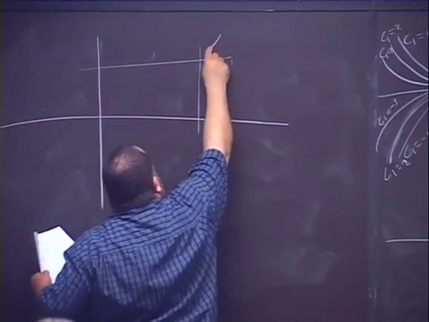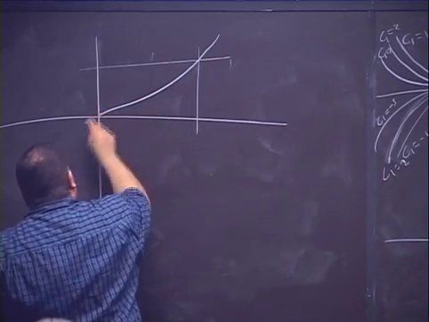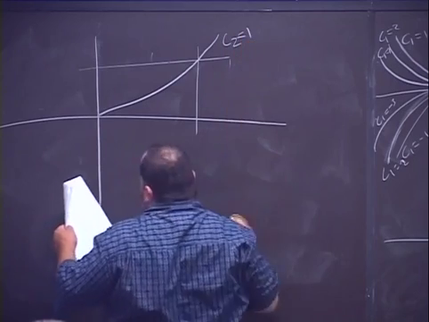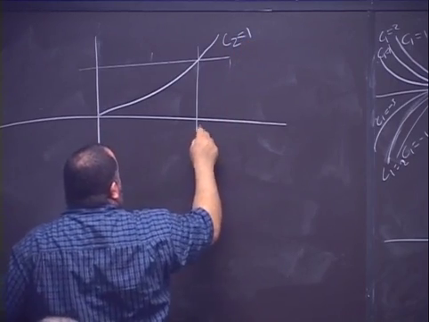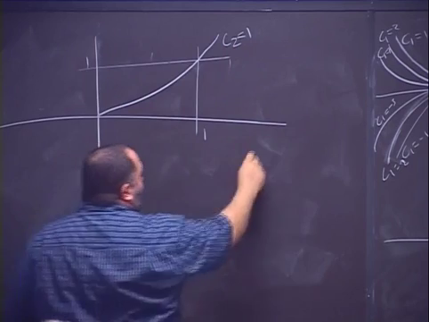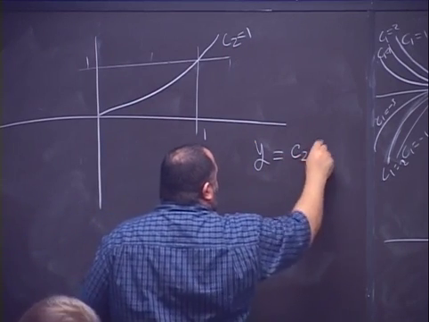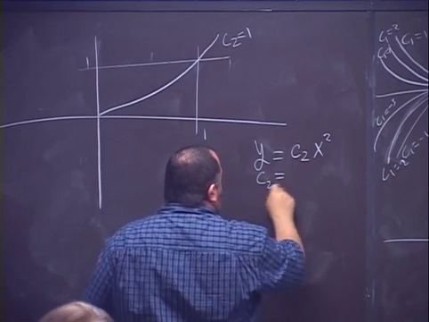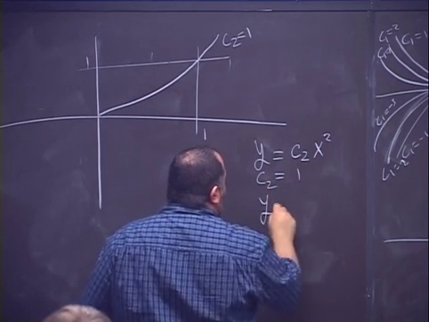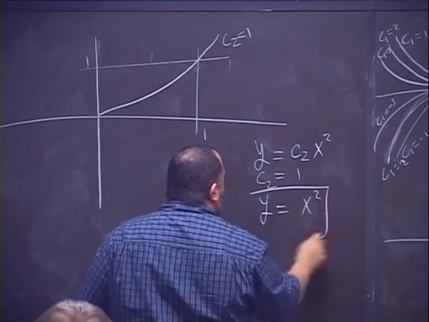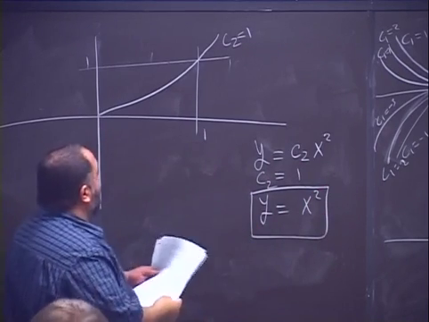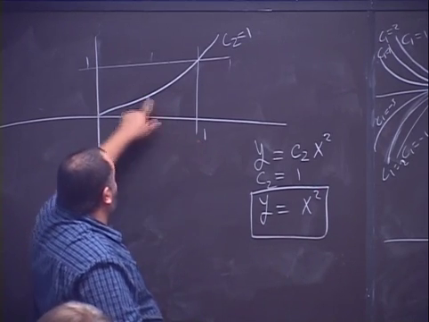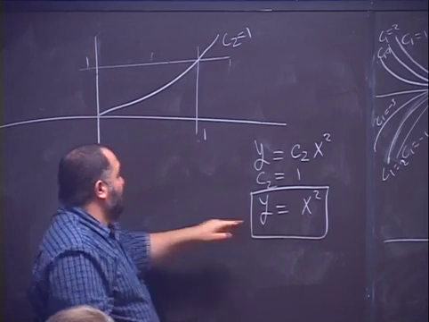So you have a solution that goes C2 is equal to 1. And this is 1, x equal to 1, and y equal to 1. So y is equal to C2 x squared, and C2 is equal to 1. So y equal to x squared is a solution, one of those branches, C2 is equal to 1. So at x equal to 1, y equal to 1.